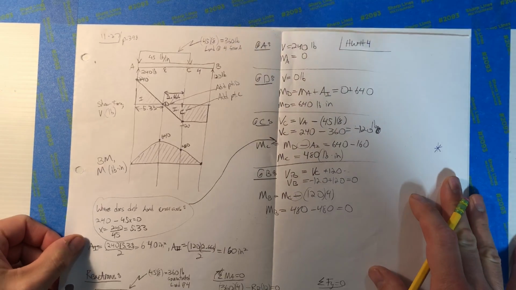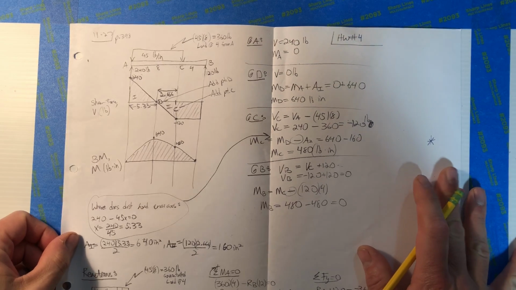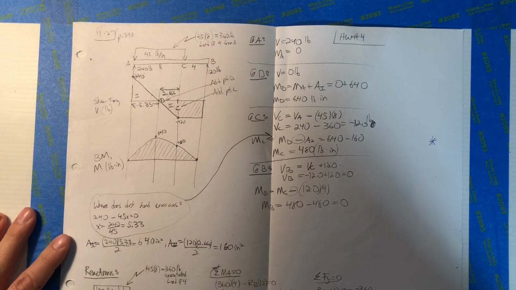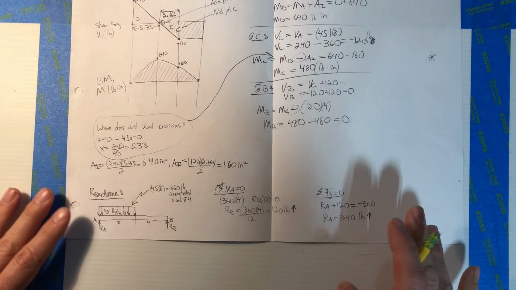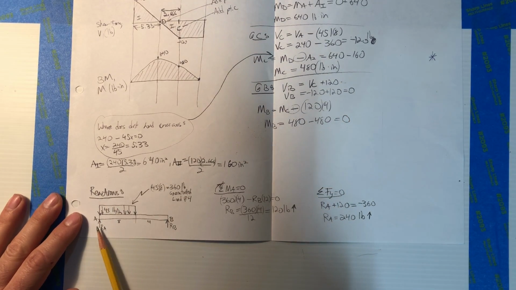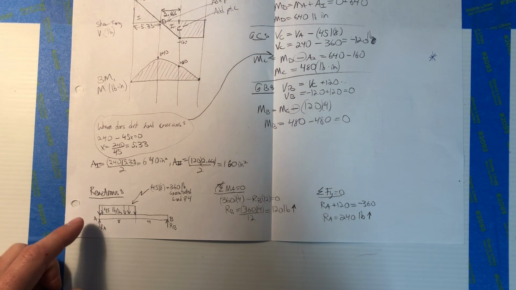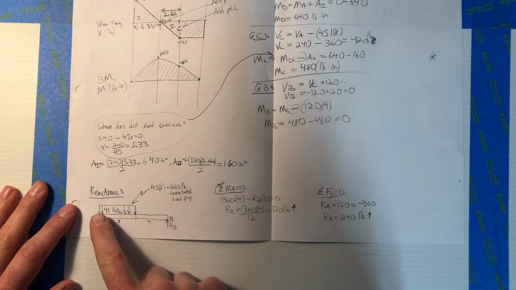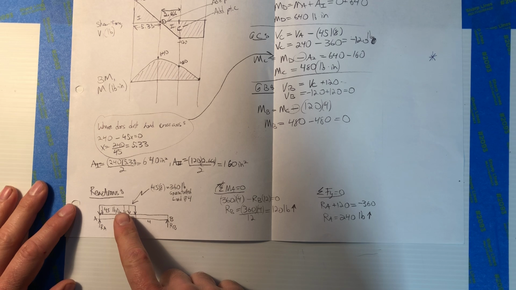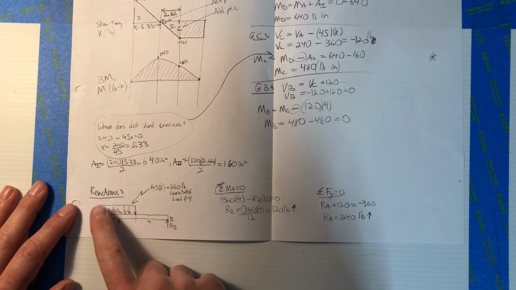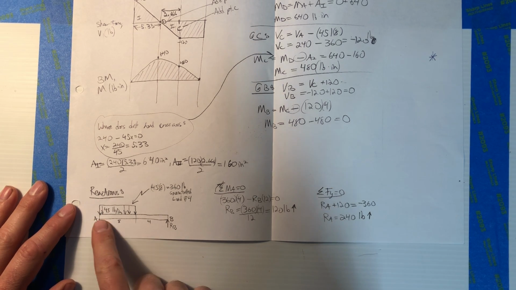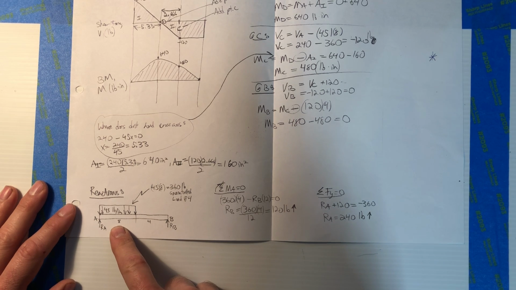Number 4 was the most complex of the group. First is the reactions. Let's do that. So we had a simply supported beam, RA and RB, right? We had a distributed load only on one side of it, 45 pounds per inch over a span of 8 inches, right? And we had reactions RA and RB.